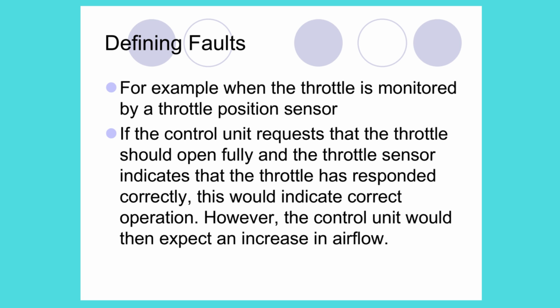For example, when the throttle is monitored by a throttle position sensor, if the control unit requests that the throttle should be fully open, and the throttle sensor indicates that the throttle has responded correctly, this would indicate correct operation. However, the control unit would then expect an increase in airflow.